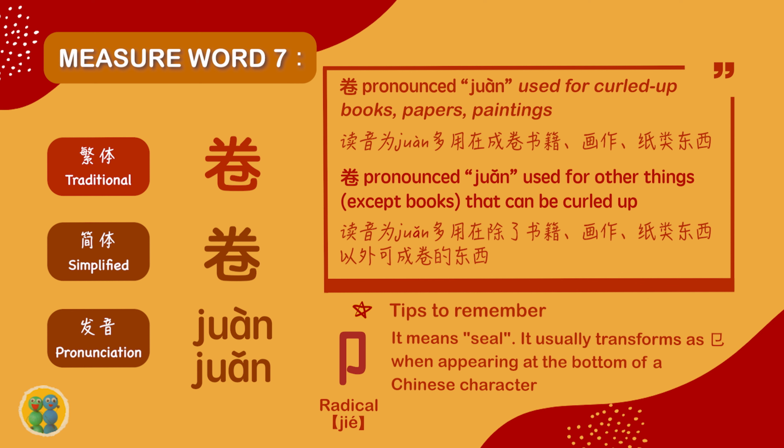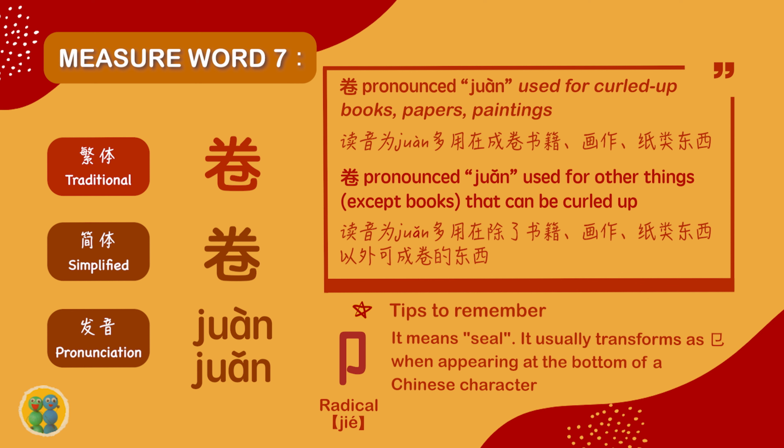The seventh measure word is 卷 or 卷. This measure word has two pronunciations. When this measure word is pronounced 卷, it's used for curled up books, papers, or paintings. And when this measure word is pronounced 卷, it's used for other things, except books, that can be curled up. And there are tips to remember.